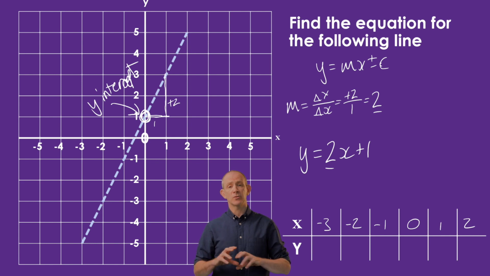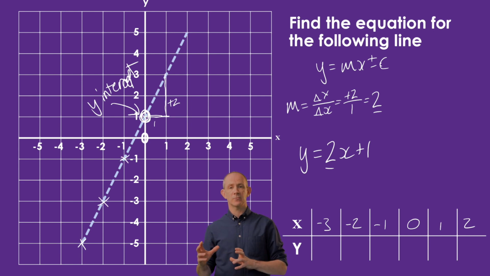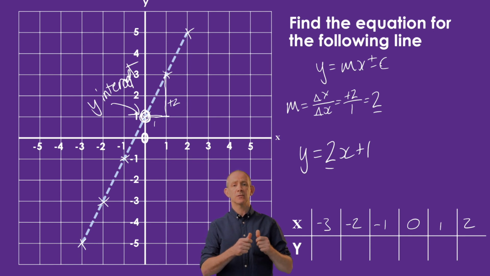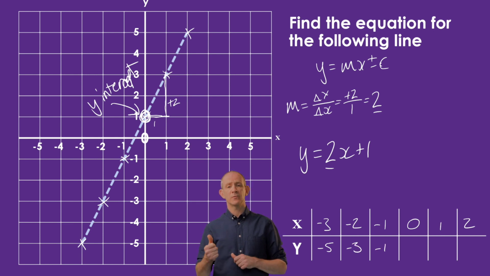Now what we can do to double check that is draw the numbers from our line into the grid and then see if it matches with our equation. So for negative 3, y is going to be negative 5. For negative 2, y is going to be negative 3. For negative 1, y will be negative 1. For 0, y will be 1. For 1, y would be 3. And for 2, y would be 5.